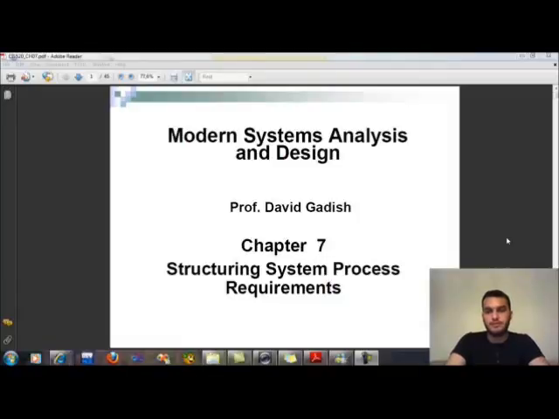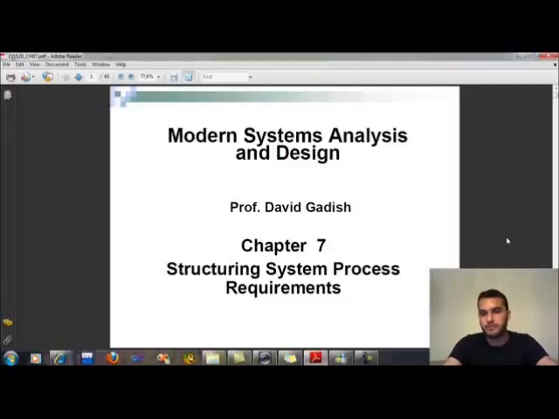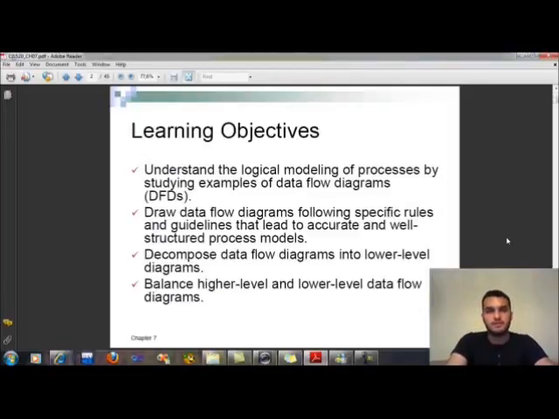Hello everyone, welcome to chapter 7, and in this chapter we will learn structuring system process requirements. And what we will learn inside this chapter: firstly, understand logical modeling of processes by studying examples of data flow diagrams, and draw data flow diagrams following specific rules and guidelines that lead to accurate and well-structured process models.